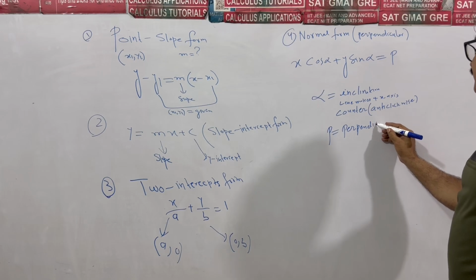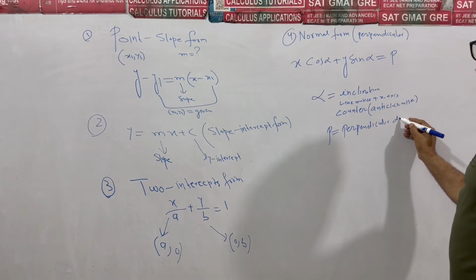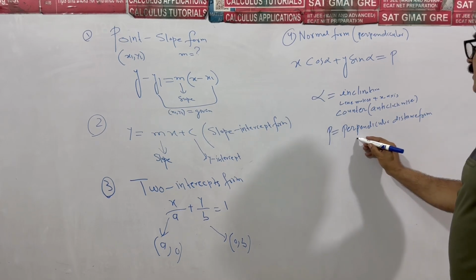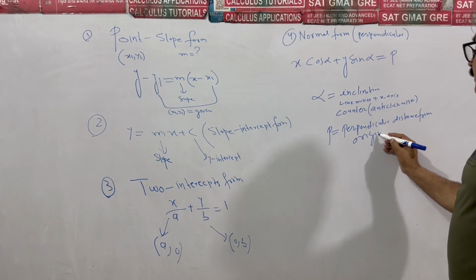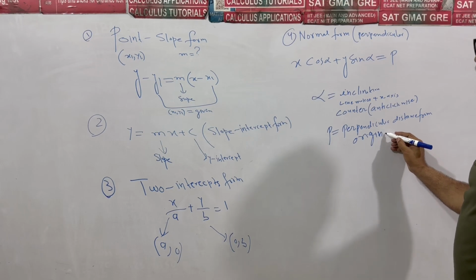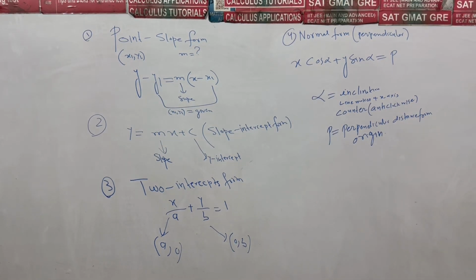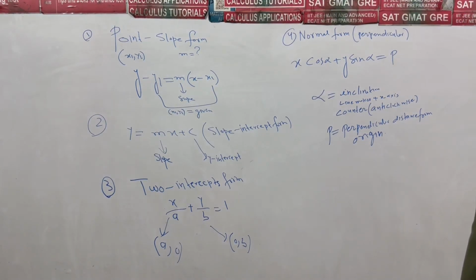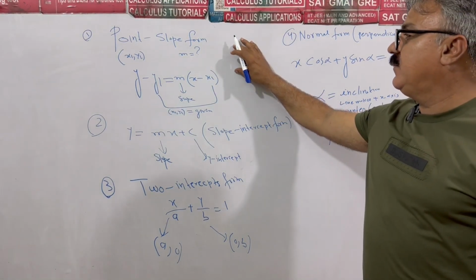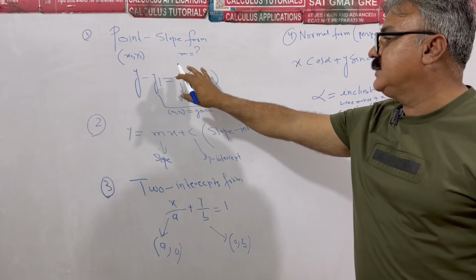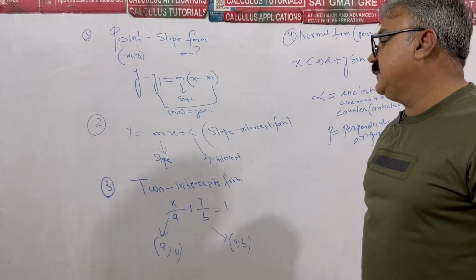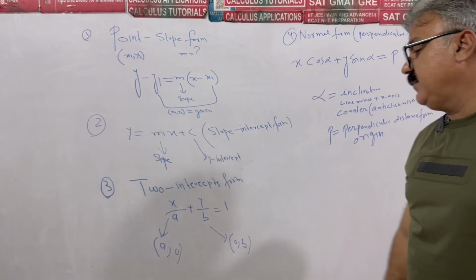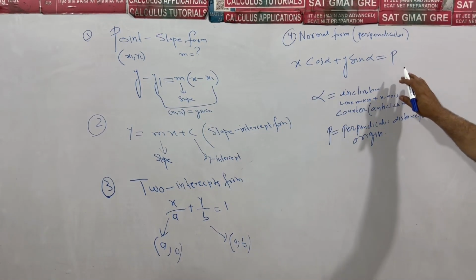Perpendicular distance from origin. These are the four basic forms of a straight line to be utilized, to be asked at any time. Point slope form, from the name it is obvious, we have a point and a slope, that is y minus y1 is equal to m times x minus x1. That is slope intercept form. Two intercept form, and that is normal form.